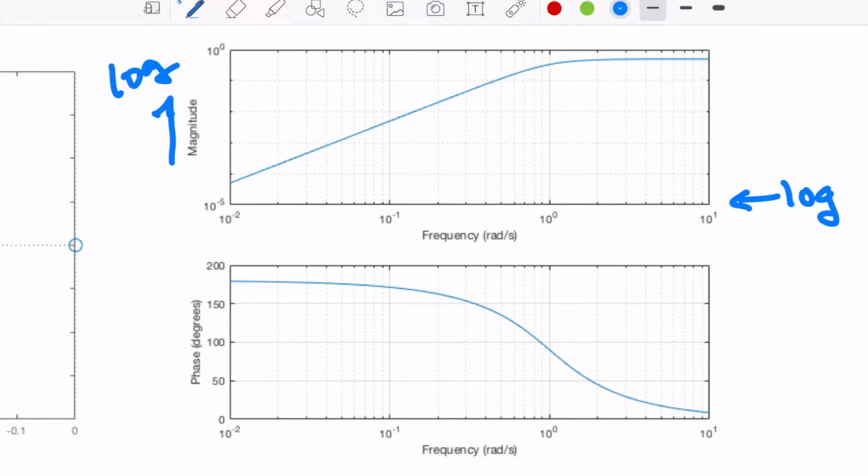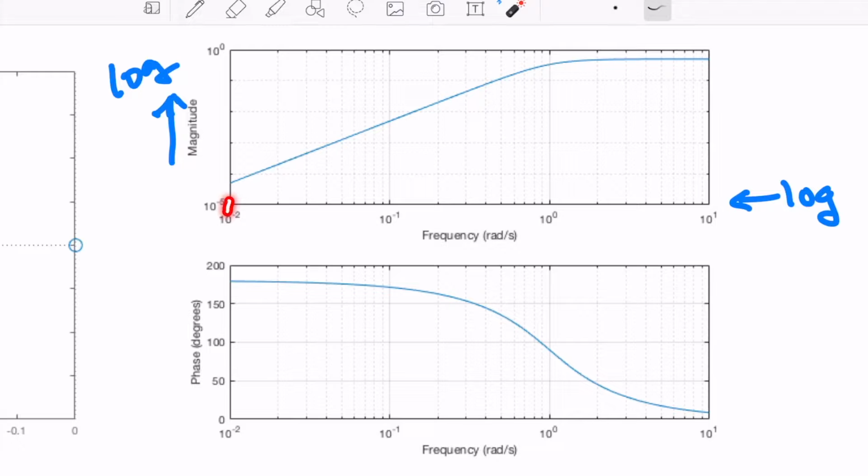And as I said last time, the reason we want to do log plots is we're talking about very large differences in numbers. On the x-axis, we're going from 10 to the minus 2 all the way up to 10 to the 1. On the magnitude, we're going from 10 to the minus 5 up to 10 to the 0. So those are big areas. If you have not been used to looking at log plots before, you might have some problems reading them. So let me just go ahead and emphasize this.